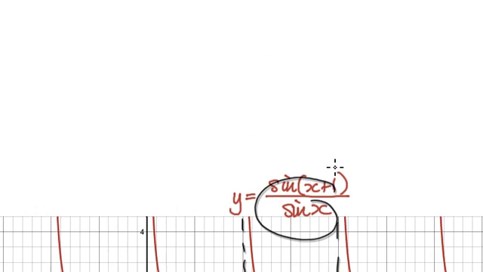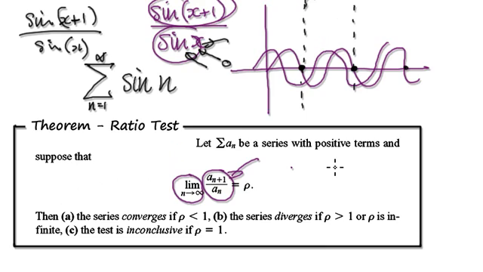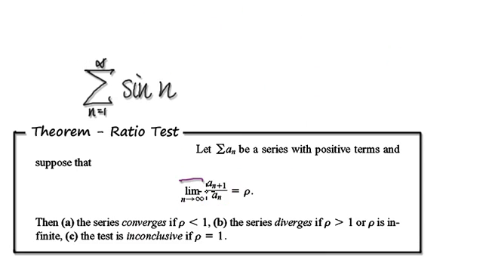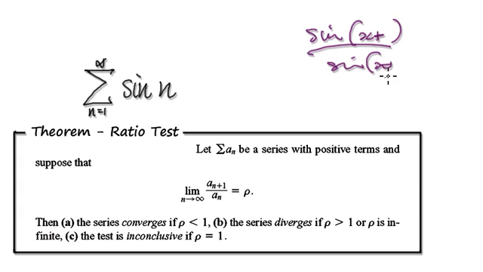So in order for you to use the ratio test, the limit of this thing here must exist. In our case, for sine(x+1) over sine of x, the limit here does not exist. So you can't use a ratio test.